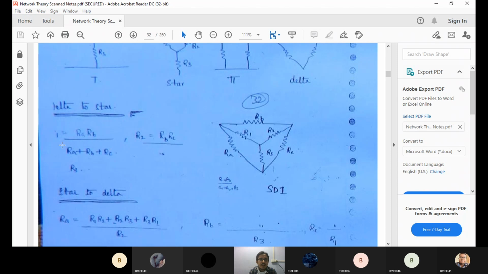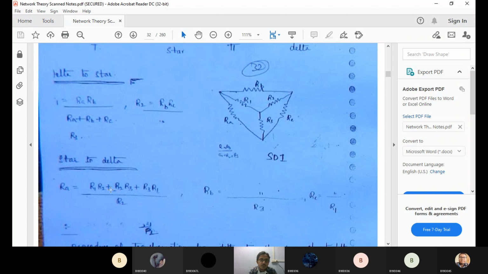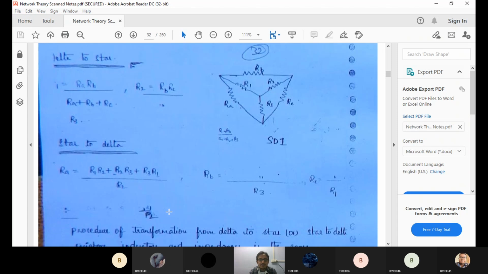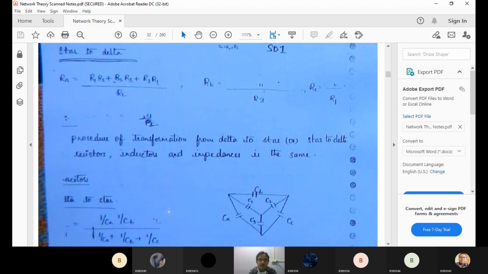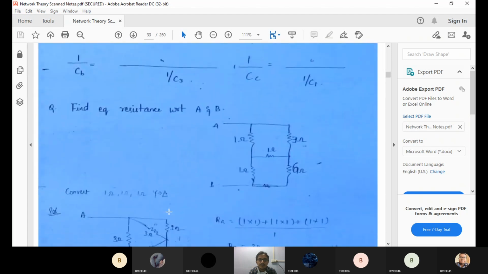The formula is R1 R2 by R1 plus R2 plus R3. Otherwise, RA RB by RA plus RB plus RC to convert the resistance between A and B. So this is delta to star, and star to delta is R1 into R2 plus R2 into R3 plus R3 into R1 by R2. Otherwise RA is equal to RA RB plus RB RC plus RC RA by RB. So these are the equivalent, respective formulas. Based upon that, we can reduce the circuit and we can convert.